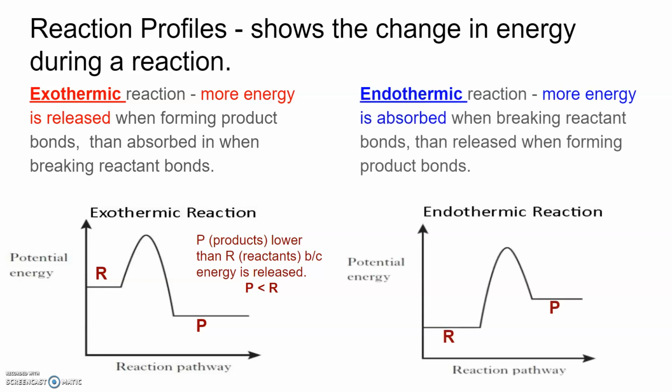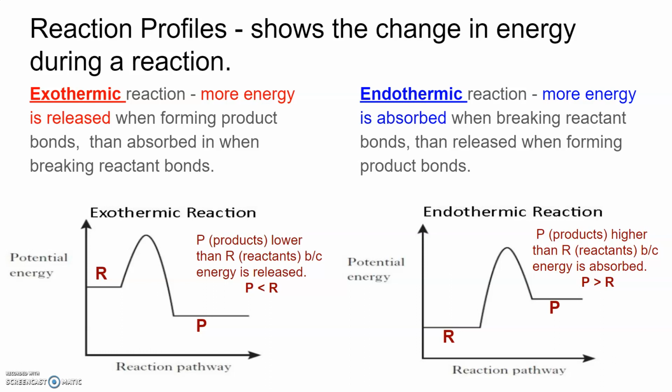For endothermic, on the other hand, more energy is absorbed when breaking reactant bonds. So you have to put more energy in to break those bonds than is released when you form the bonds of the product. So for an endothermic, you'll notice that the products are higher because you're absorbing energy. So it will go up in energy.